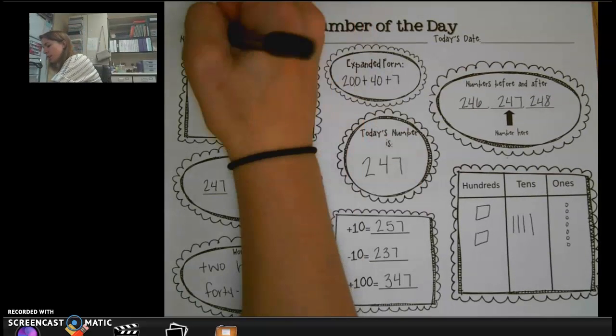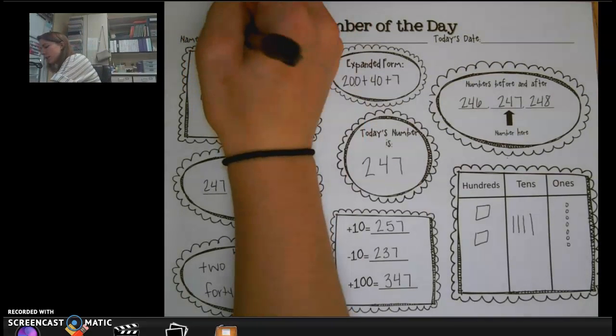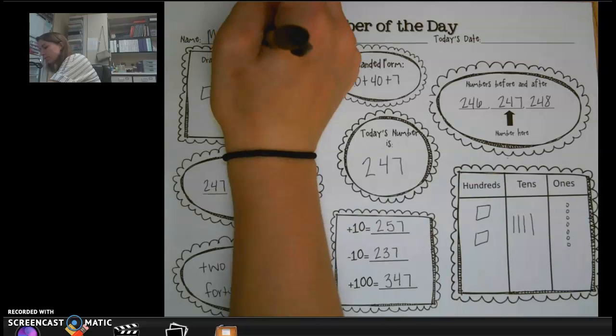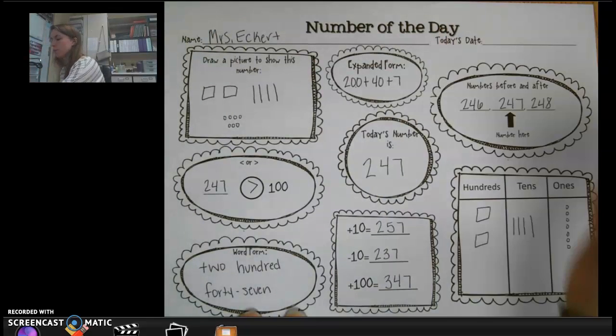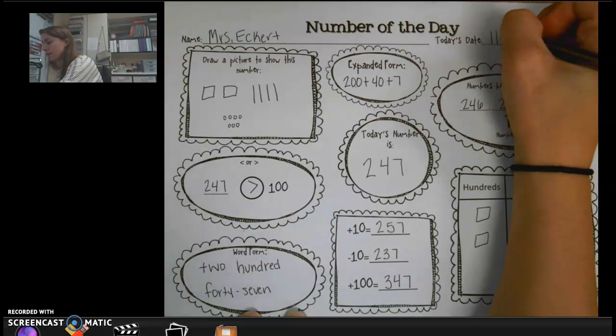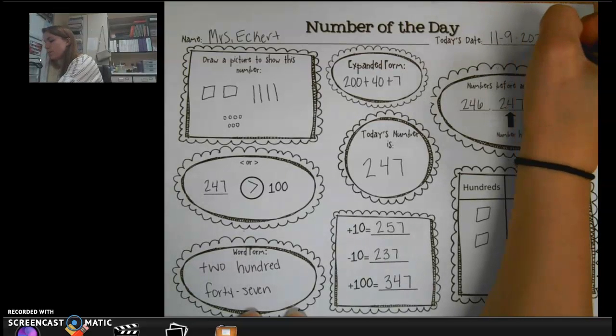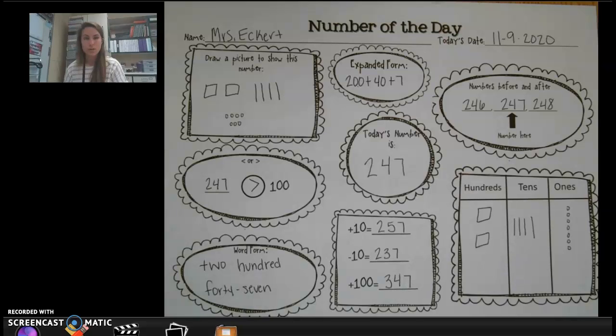Make sure you put your name at the top, and then make sure you put today's date. So I'm doing this example on 11/9/2020. You may be doing this on a different day. It could be the 10th of November, the 11th. So whatever the date is for the day you are doing this activity, go ahead and put that on the line. Make sure when you're done, you turn it into your turn in folder.